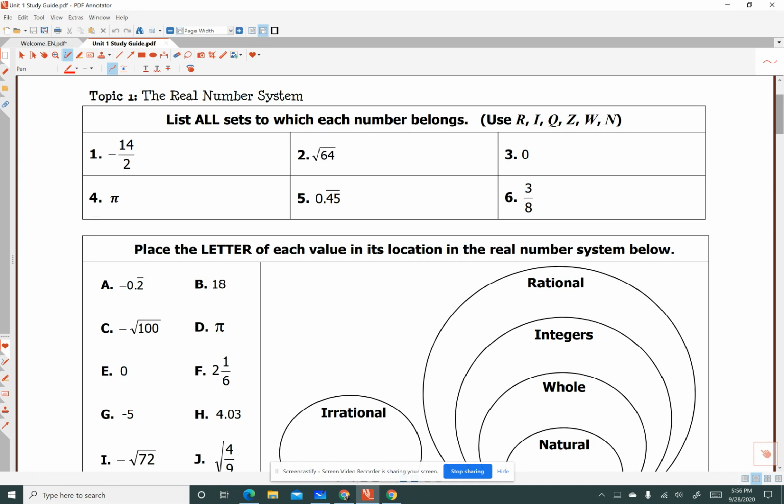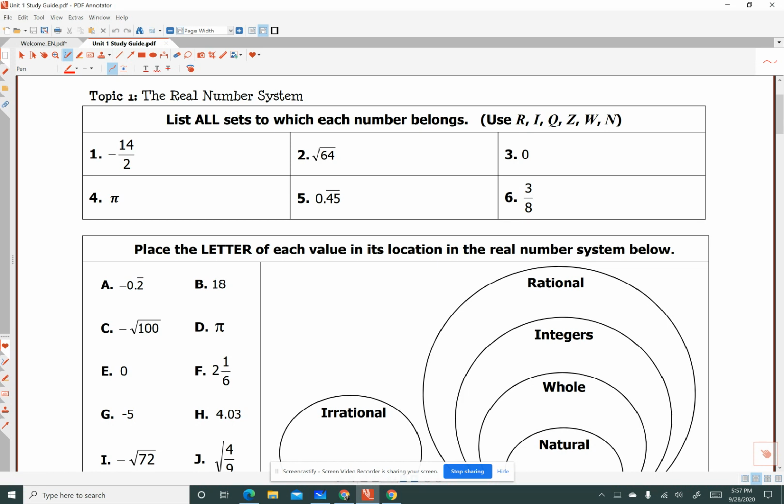I'm using R for all real numbers, I for irrational numbers, Q for rational numbers, Z for integers, W for whole numbers, and N for natural numbers.